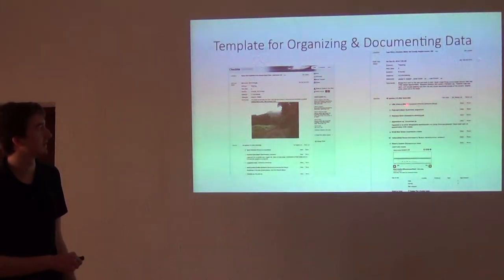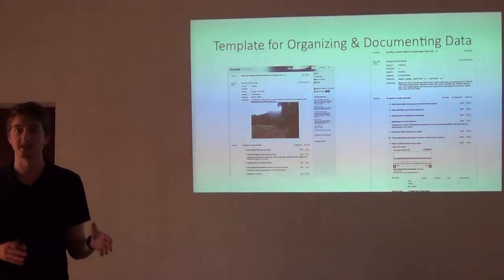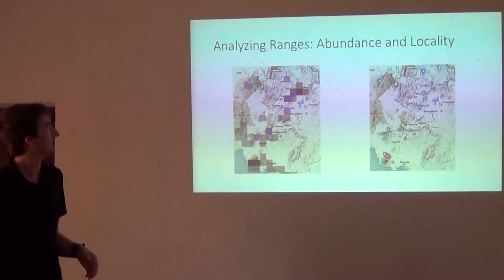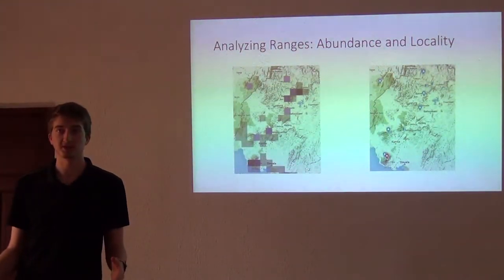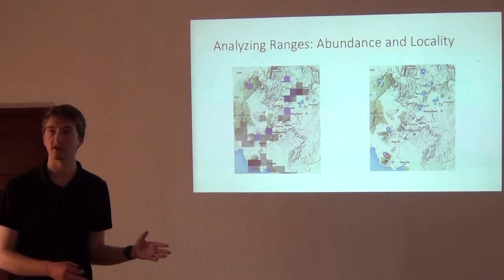So, and I also have notes here about weather and everything like that, but that's something that's harder to standardize and harder to get a more accurate look at. So once you get all this distributional data and all these observations, you can create really good range maps and you can kind of use this to look at different areas.